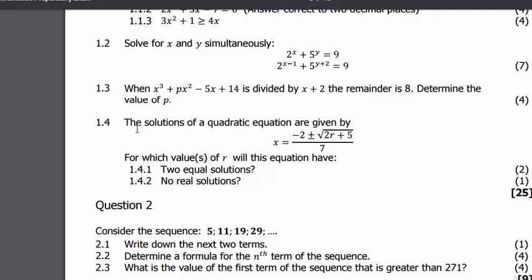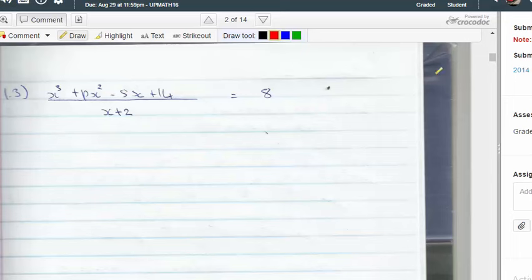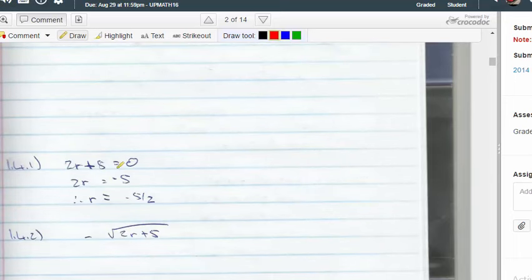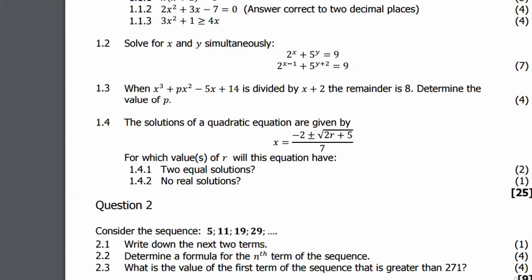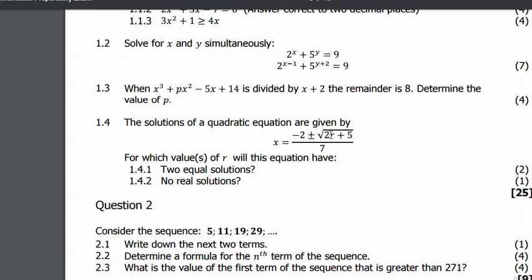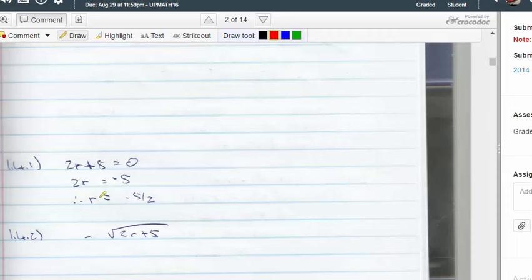Question 2.1.4, the solution of a quadratic equation is given by here. For which values of r will this equation have 2 equal roots? Now we have equal roots when the plus minus expression is 0. So I'll have equal roots when that expression, 2r plus 5, equals 0. When will that equal 0? When r is equal to negative 5 over 2.